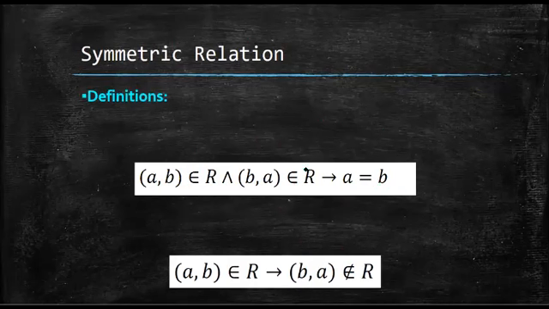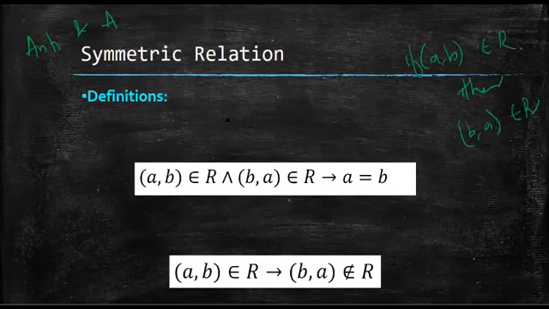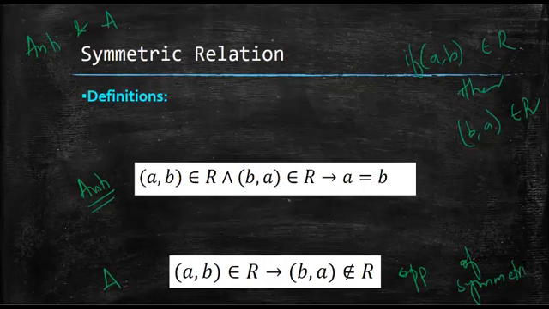For now, just remember the conditions. In the case of symmetric, the only condition was if A comma B is in R, then B comma A should also be in R. In the case of antisymmetric, if A comma B belongs to R and B comma A belongs to R, then A should be equal to B. And this is for asymmetric: A comma B belongs to R implies B comma A does not belong to R. So this is the opposite of a symmetric relation. It is similar to the irreflexive relation that we have just studied.